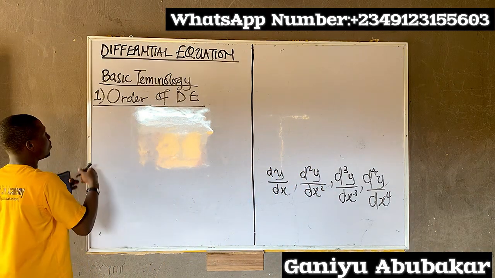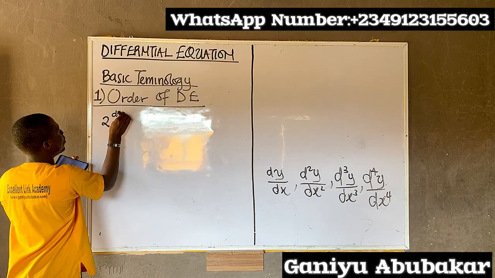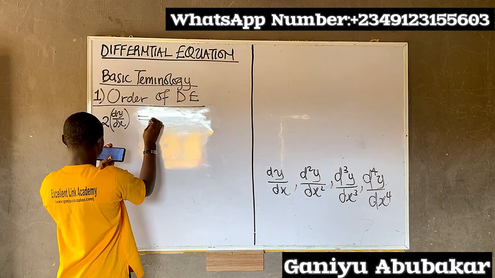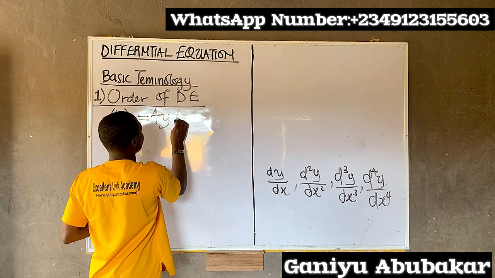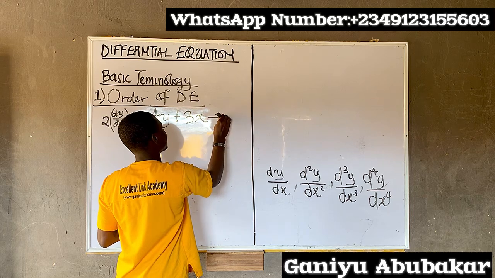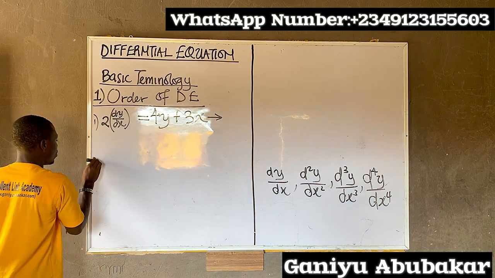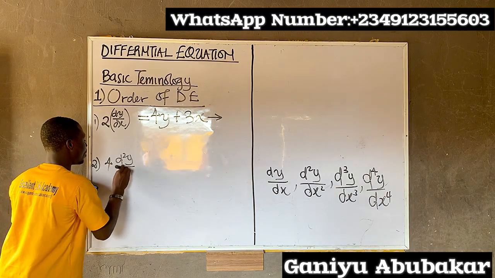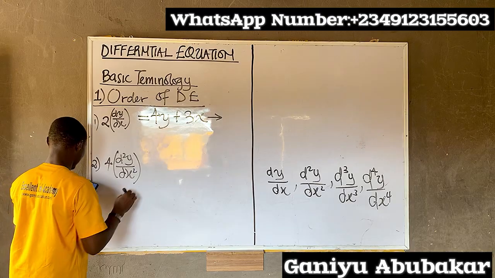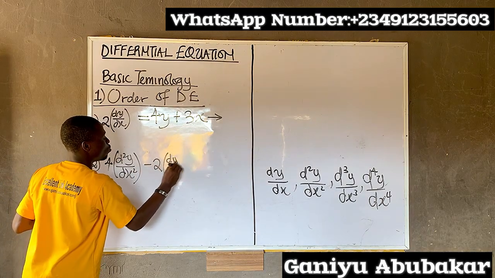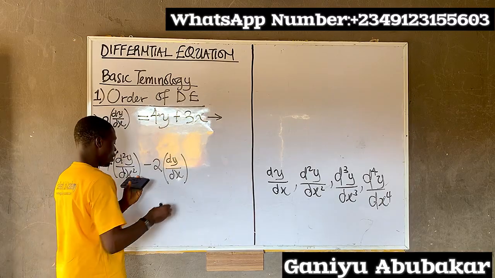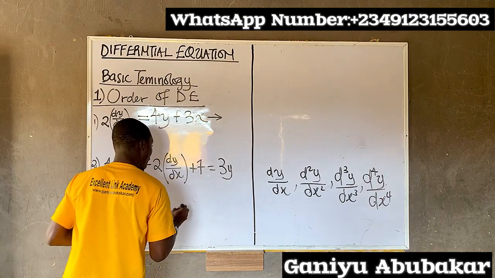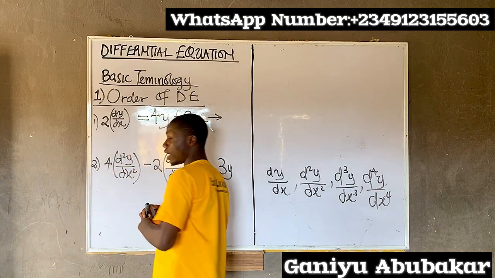Let's say I have number 1: 2 dy over dx equals 4y plus 3x. I'm asked to take the order. Number 2, I'm given 4 d squared y over dx squared minus 2 into dy over dx plus 7 equals 3y. I'm also asked to take the order in this case.